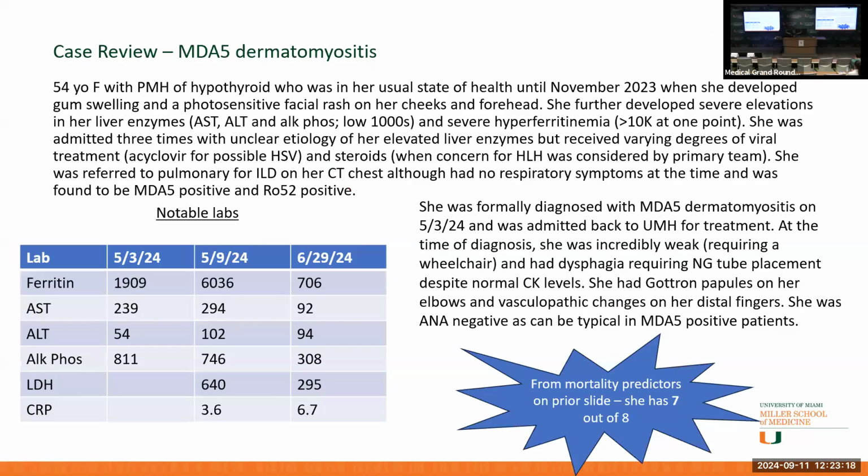So we'll do a couple slides of a case and we'll be done here. I apologize for all the text on this slide. This is a very complicated patient of ours, but I will sum it up. So this was a 54-year-old lady that had a past medical history of hyperthyroid, was otherwise well until November of 2023. She got gum swelling, a photosensitive facial rash, and then she ends up getting the severe hepatitis. Her liver enzymes are in the thousands. She had severe hyperferritinemia greater than 10,000 at one point.